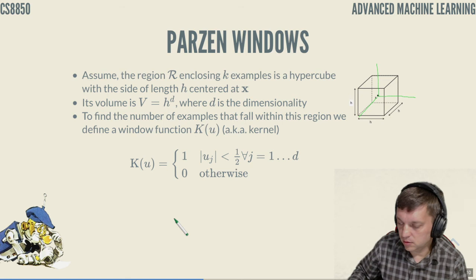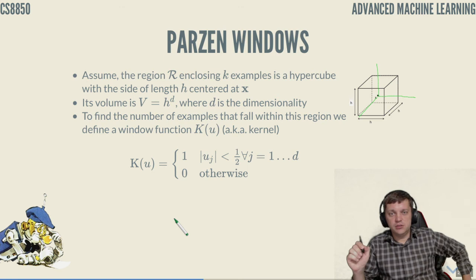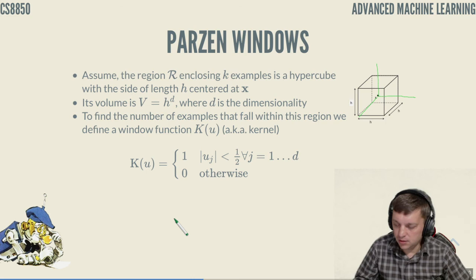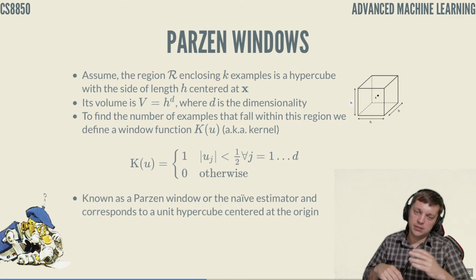But we are not always interested only in the estimate of the probability density only at the origin, right? We want our probability density anywhere and everywhere. Well, you see, this is done for convenience because this is a Parzen window, or the naive estimator, and corresponds to a unit hypercube centered at the origin. Okay, that's what I said.